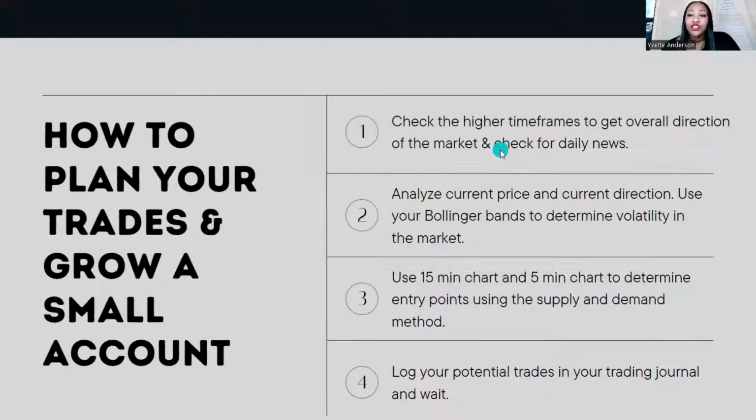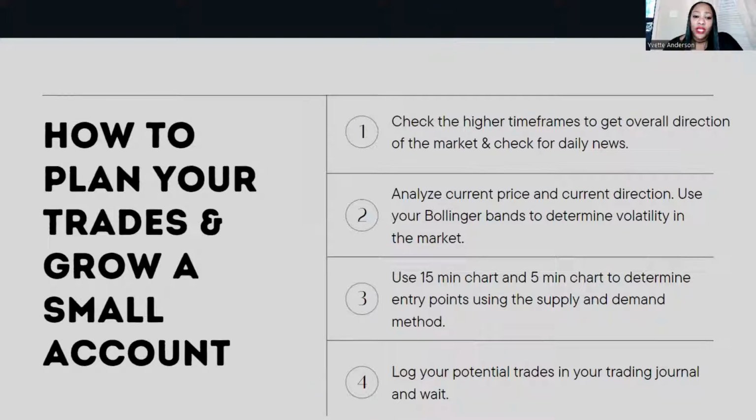Now, at night, you should have some idea of where the market's going. It may move overnight, but when you get on the charts in the morning, it shouldn't be too much of a difference to where you cannot execute on your trades. So as you see here, I have how I grow my small account, and this is just a high level overview of the steps that I take. First thing I do is check the higher time frames to get an overall direction of the market, and also check for daily news.